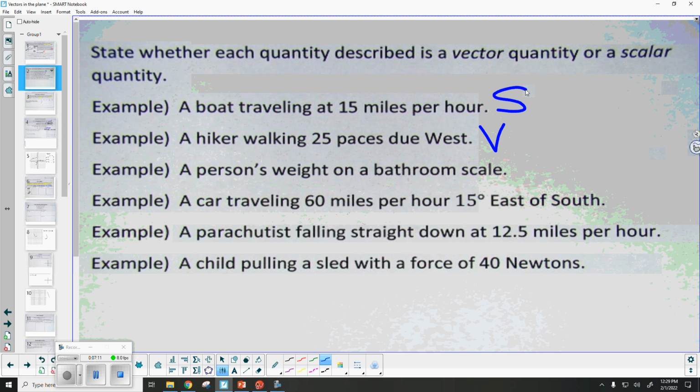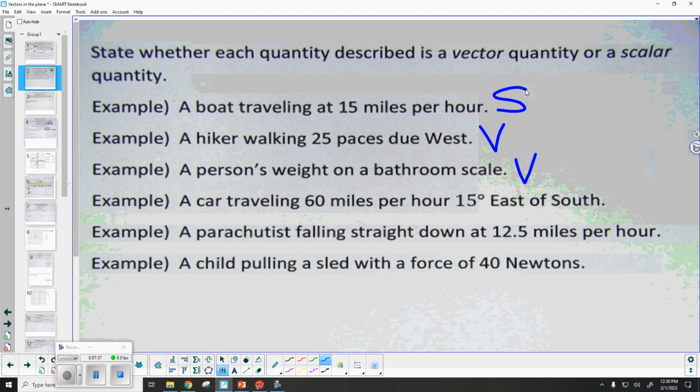Okay, so let's try this first one together, and then I'll start calling on some folks. So a person's weight on the bathroom scale. Scalar. Okay, so that is a vector. There you go. Acceleration due to gravity is a vector. So you do have a direction based on the force. Your magnitude is weight this time. There we go. So see, some of these can be a little tricky. Gotcha.